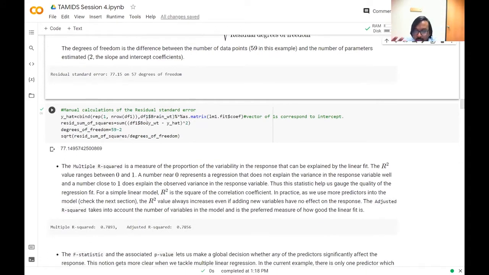Next, we are going to talk about the multiple R squared and the adjusted R squared. Multiple R squared is a measure of the proportion of the variability in the response that can be explained by the linear fit. What does this line mean?